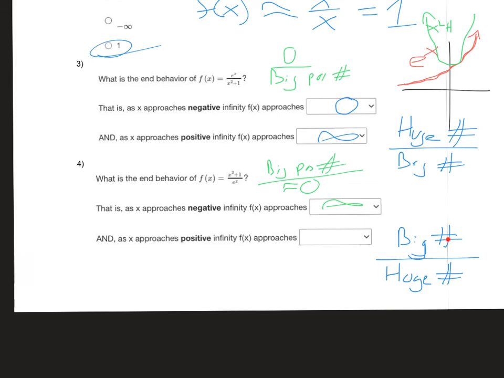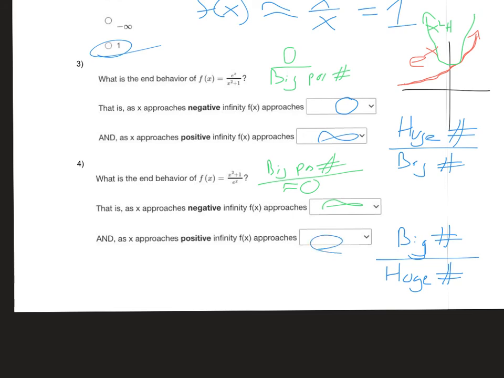1,000,000 squared is huge. But e to the 1,000,000 is so much bigger. So you take a pretty big number, divide it by a way bigger number, you're going to get something small out. And that's just going to get closer and closer and closer to 0. So that's 0.